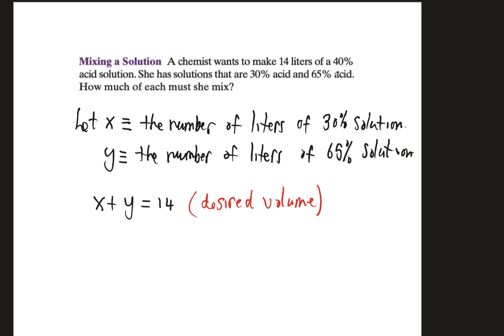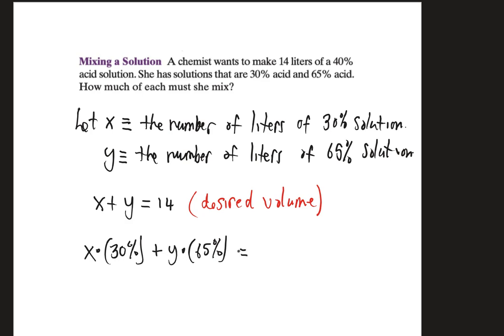The mixture should be 40% acid, right? So that means if I take the number of liters of the 30% solution, that will contribute x times 30% of acid. And plus, similarly, when I take this number of liters of the 65% solution, it will contribute 65% of that amount of acid.